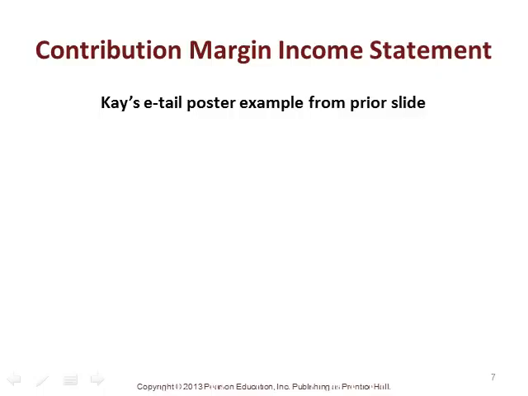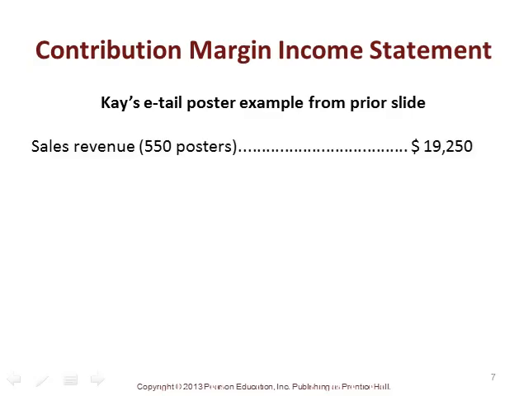So let's go ahead and complete a contribution margin income statement. And remember from our previous chapter that a contribution margin income statement separates cost by cost behavior rather than function, like the traditional conventional income statement does. So we start off with sales revenue. We're told we have sold 550 posters, at a sales price of $35 per poster. So that gets us sales revenues of $19,250.